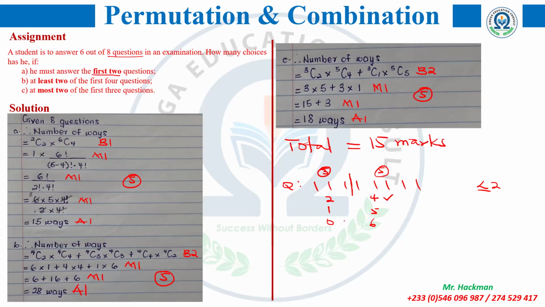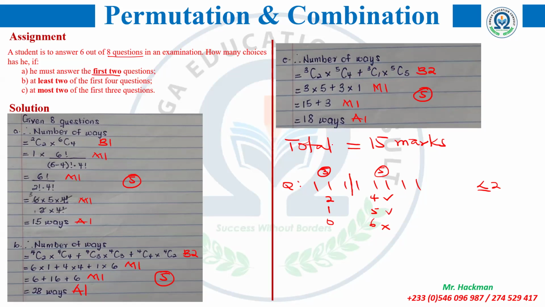Then the second one: I have 3 questions, I can answer 1, very valid. I have 5 questions, I can answer 5, valid as well. So it will be 3 combination 1 times 5 combination 5. The last one, this side is valid, since I can choose not to answer any question here, but this side will not be valid, because I cannot have 5 questions and choose 6 from it. So you don't write this, you only write these 2, which is exactly what you have here.